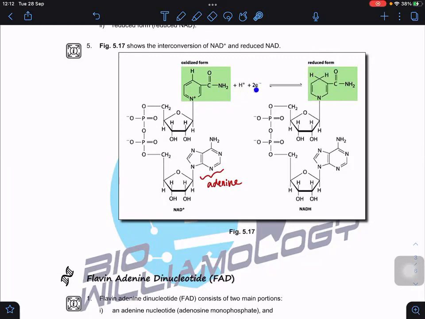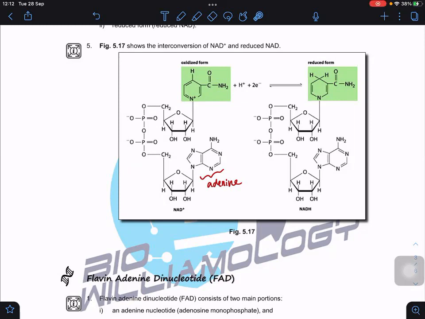Why? They receive a hydrogen atom. So this one is called reduced NAD. But do you need to draw the structure? No need. Do you need to know how the reaction takes place? No need. So generally, you know that the reduced form has the additional hydrogen atom because it can take the hydrogen atom. So when you take the hydrogen atom, it itself is reduced.